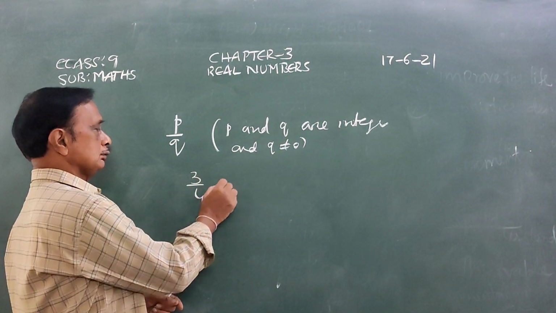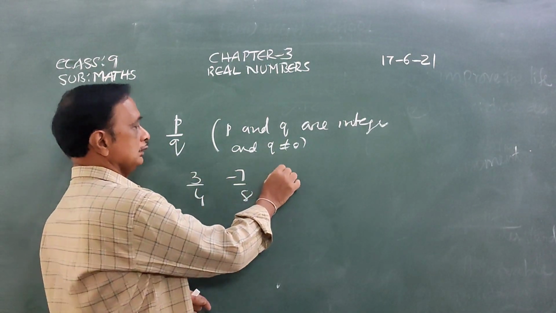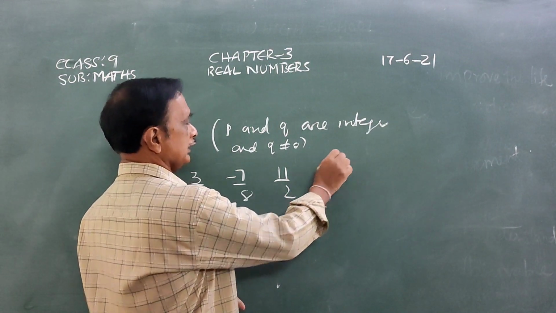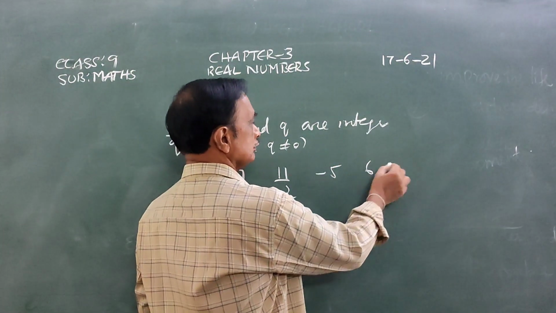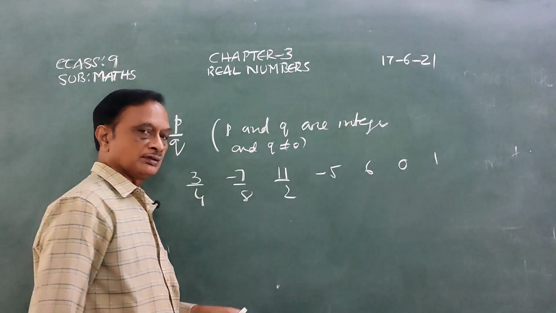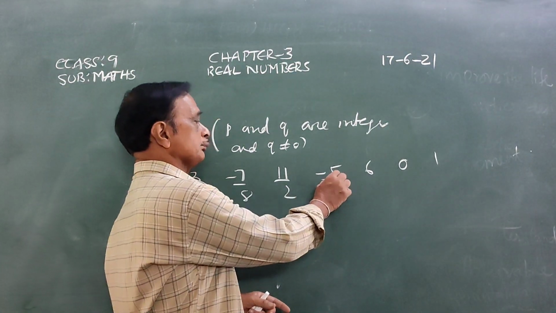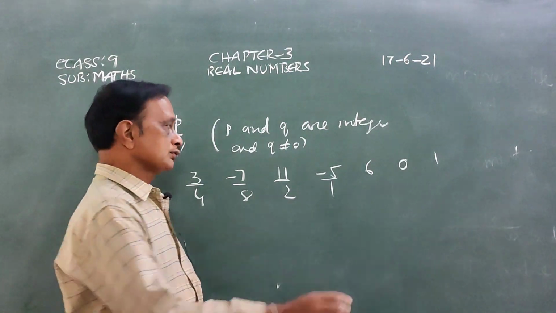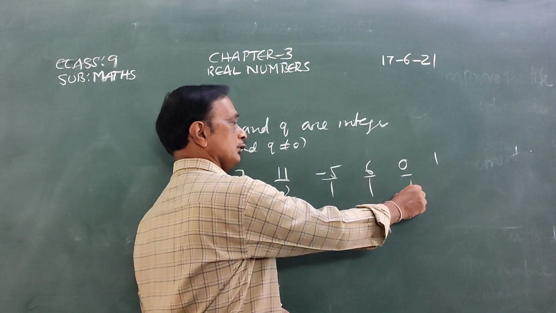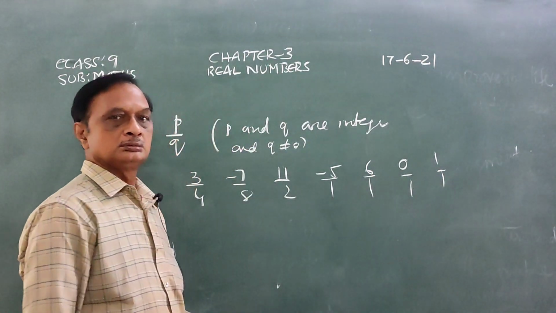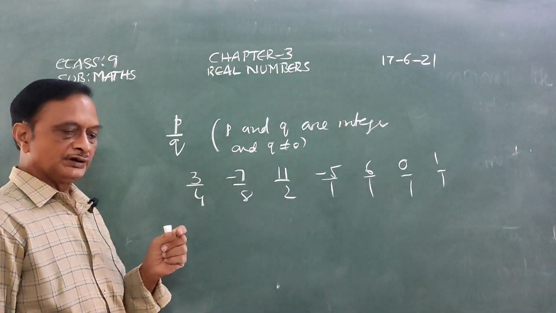3 by 4, minus 7 by 8, 11 by 2, minus 5, 6, 0, 1. These are all called rational numbers. Here minus 5 is also a rational number because it can be written as minus 5 by 1. 6 is also a rational number, 6 by 1, 0 by 1, 1 by 1. So every integer is a rational number.